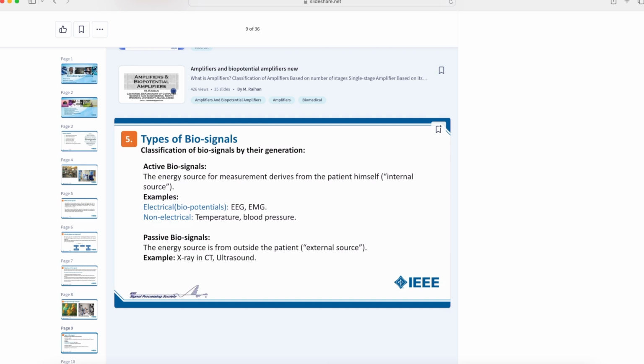Types of biosignals. Classification of biosignals by their generation. Active biosignals: the energy source for measurement derives from the patient himself. Internal source, for example, electrical biopotentials like EEG and EMG, or non-electrical like temperature and blood pressure. Passive biosignals: the energy source is from outside the patient. External source, for example, X-ray and CT and ultrasound.